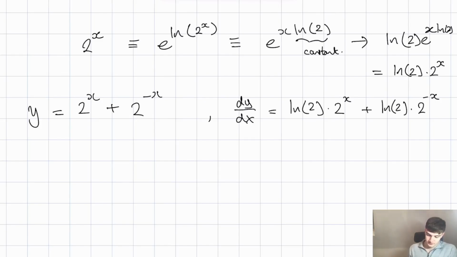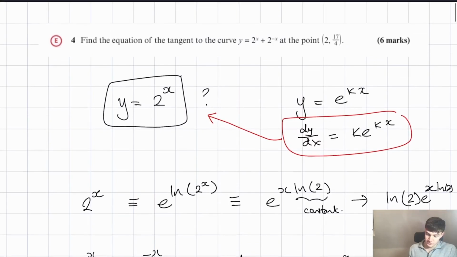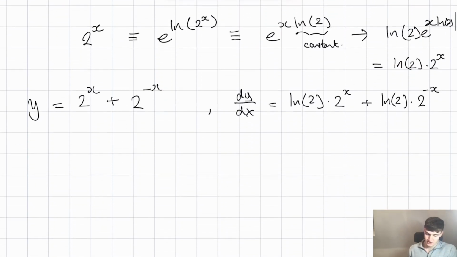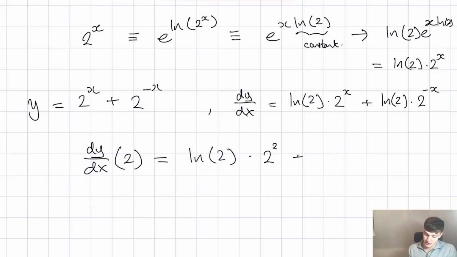Now that we've got that, what do we want to do with this? We've got the point 2 and 17 over 4. It wants us to find the tangent there, so we should probably find out what the gradient is when x is 2. That's going to give us ln 2 times 2 to the 2 plus ln 2 times 2 to the minus 2.